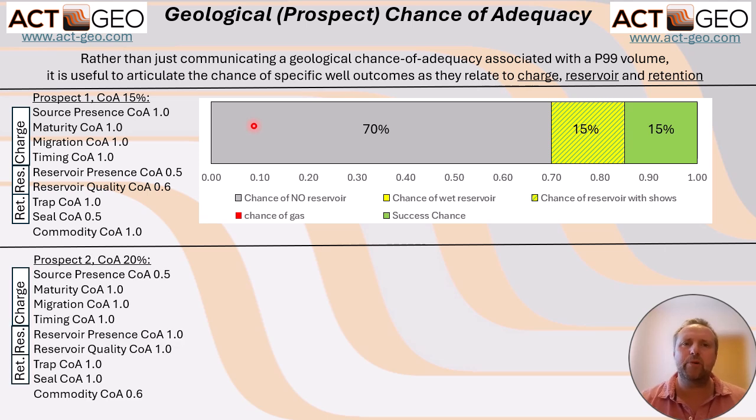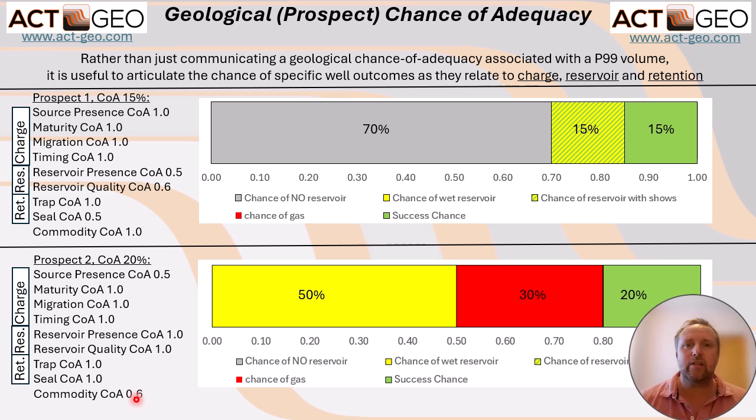Now let's say we have another prospect with a geological chance of success of 20%. In this case, the major risk is the presence of source, 50%. So there's a 50% chance of encountering a wet reservoir. The chance of finding accumulation is 50%, but in this case there is a 60% chance of the commodity being gas, which in this particular example is a non-commercial commodity. So there is a 30% chance of the outcome being gas and a 20% chance of the outcome being oil. So these are two prospects with very different drill well likely outcomes, even though the chance of success is not hugely different.